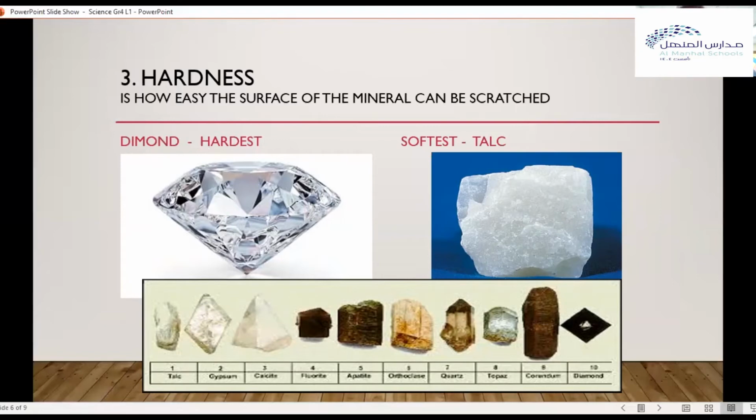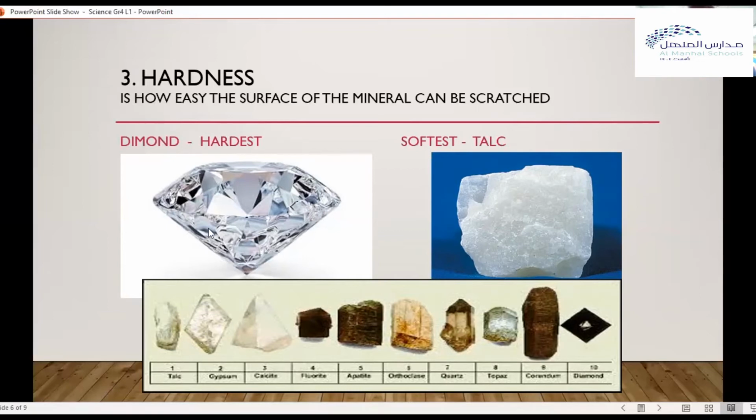But obviously they don't look like this when we take them out of the earth. We still have to polish them. And then the second one, the softest one that we can look at, is the talc. Now, talc is very soft. If we take it and scratch it against another surface, any kind of surface, it leaves a residue behind.